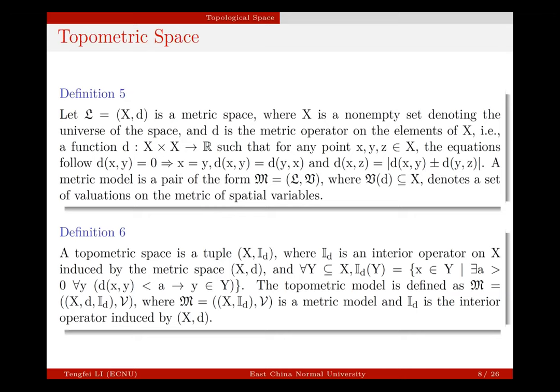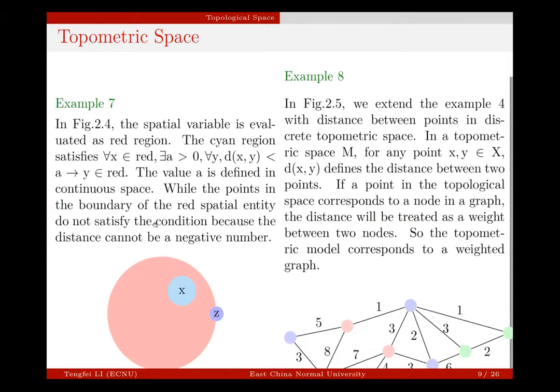Next we give an example for the topometric space. On the left is the reading. The right reading inside means we just see the normal reading, and the interior of the spatial term, where x belongs to the right one, and for each z that belongs to the border of the right reading, there is no right spatial reading that satisfies the condition, because the distance cannot be a negative number, right? And then we give the weight to the graph, introduced in the topological space.